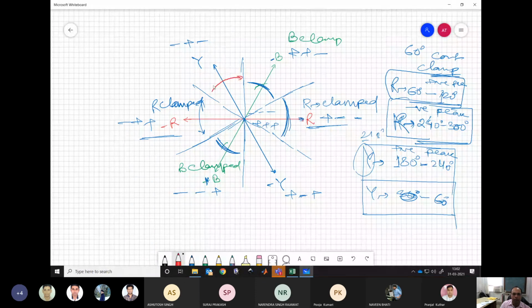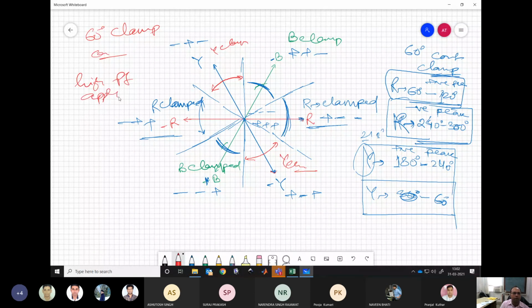Yes, sir. And similarly, Y must be clamped between these two intervals. Are you getting why? Yes, sir. Wherever this peak is occurring for any particular phase, 60 degree around that we are clamping. This is what is called the 60 degree clamp or continual clamp. This we do for high power factor applications, where the current and voltage have similar phase. So then our continual clamp works much better than any other clamp. So this is how we do the clamping.